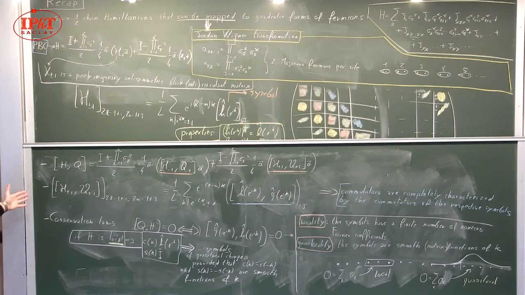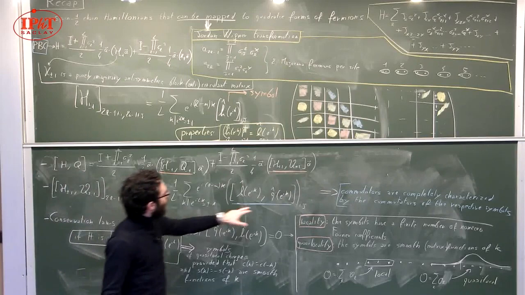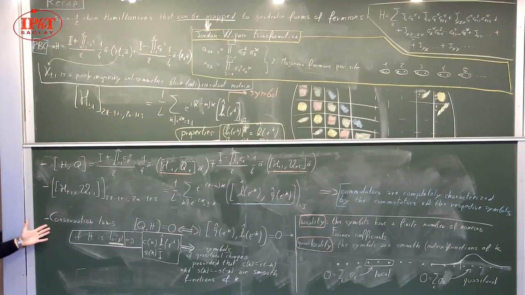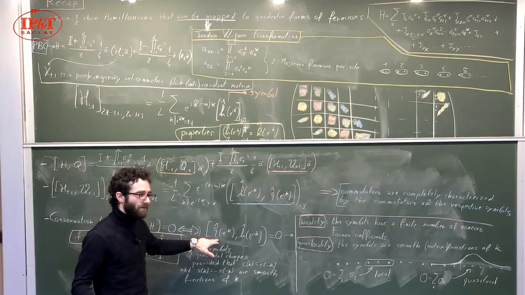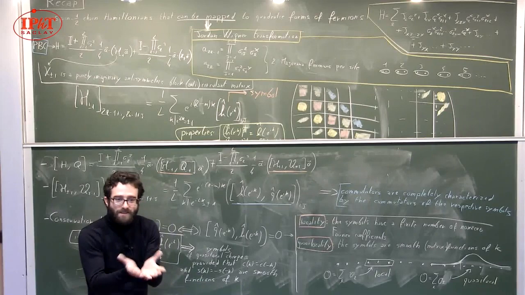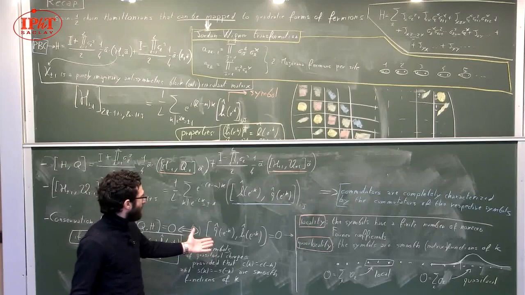Okay, so this is interesting because it means that every time we want to zero a commutator between two non-interacting operators, this will be equal to zero only if the commutator of the symbols is equal to zero. So if you are interested in finding all the conservation laws of this model, then we have to find all the symbols that commute with the symbol of the Hamiltonian. Now, this symbol of the Hamiltonian is generally a very simple matrix. It's a 2x2 matrix with a simple function of k. So it's extremely simple to find the conservation laws.